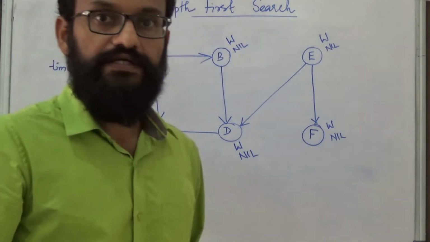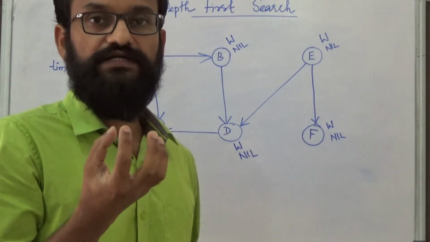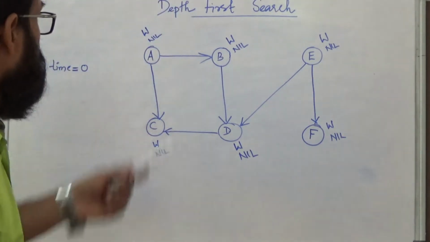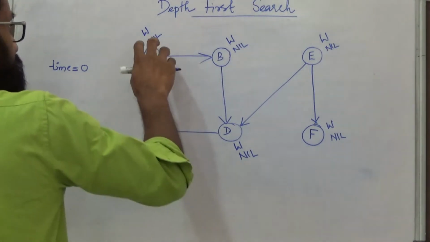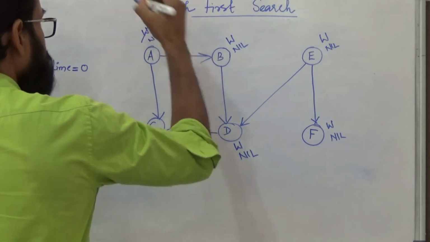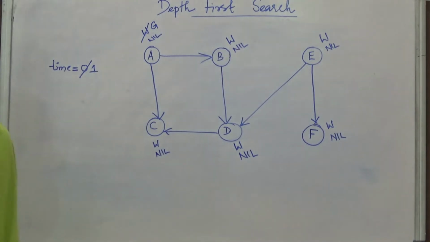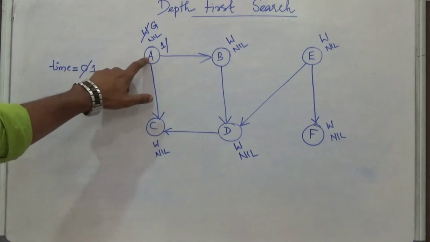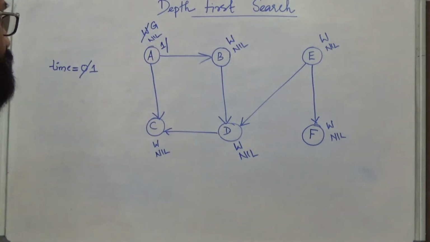This algorithm takes any one of the unvisited white vertices as the starting vertex. So let the vertex selected be A. It's going to discover A at first. Whenever it discovers A, color will be changed to grey, time will be incremented by 1, and that time will be fixed as the discovery time of A. That is, at instant 1 you have discovered A.